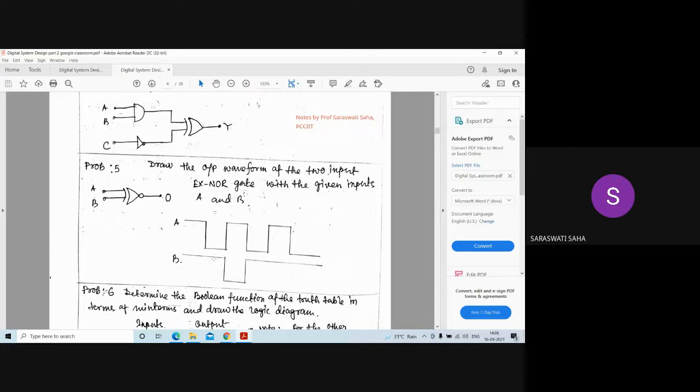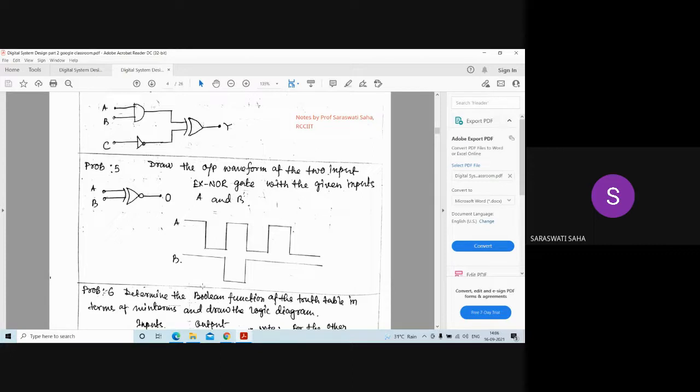A is low, B is high. Output will be high. Why high? Here B is high, A is 0. In the XOR gate, for 0 and 1 it will be 1, but here in the XNOR gate it will be low. Yes, it will be low.